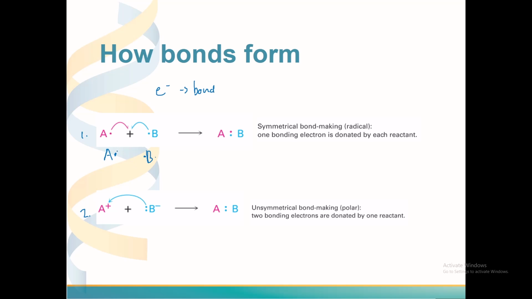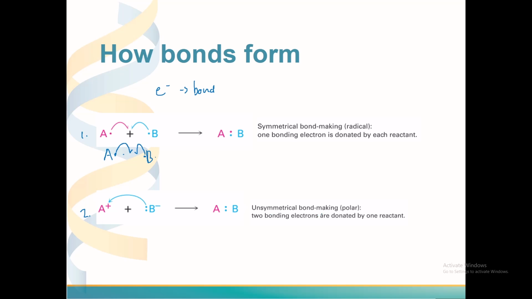So the electrons are combining together. They are meeting in between A and B. You can draw the arrow here and here, it's up to you, as long as it's in the middle, in between A and B. So one bonding electron is donated by each reactant. This reaction is happening in a radical reaction.